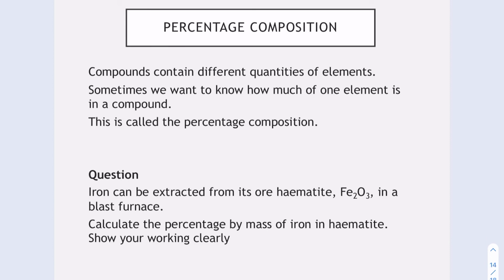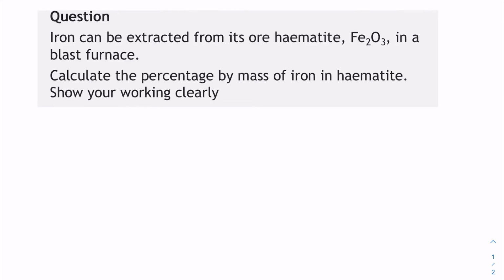Sometimes with fertilisers, or just any compounds in general, it's useful to know how much of one element is in a compound. That is called the percentage composition of that compound. I've got a question here, and I'm going to explain how to calculate it. Okay, so here's the question. Step 1: you want to work out the gram formula mass of your compound.